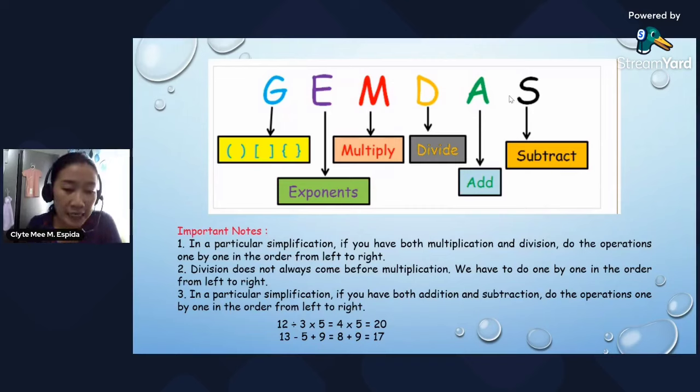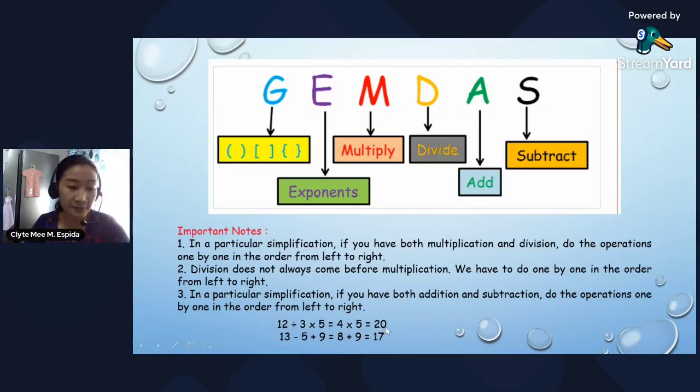12 divided by 3 times 5 is equal to, okay, first we might think we need to multiply before dividing. But according to the note, you should do it from left to right. So you will have 12 divided by 3 first before you multiply by 5. 12 divided by 3 is 4. Then you multiply it by 5. So 4 times 5 is 20. That's why you have 20 here as the answer.